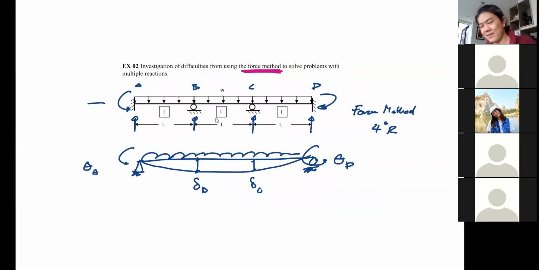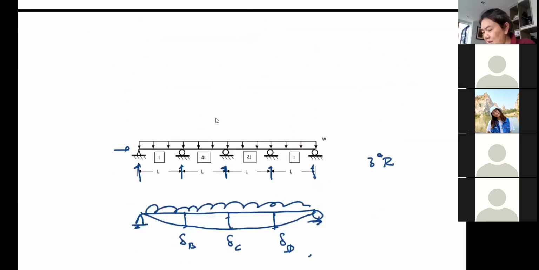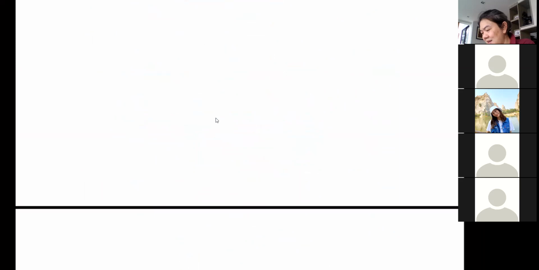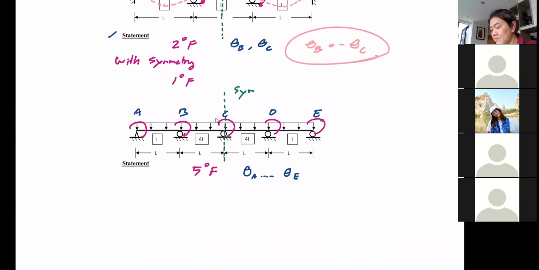If it's the force method, you will have 4 degrees of redundancy. So you have to establish 4 compatibility equations. That means you have to calculate numerous deformations, which is completely unacceptable if you are in a race against time or something like that. So let's look at another one here.